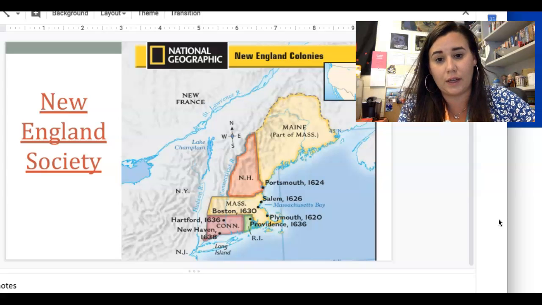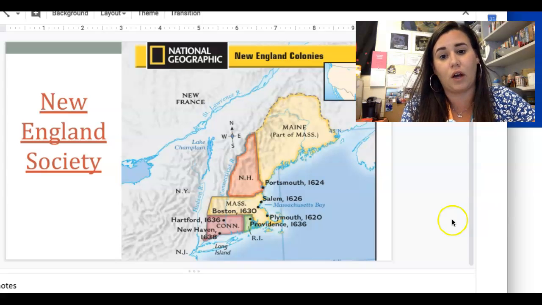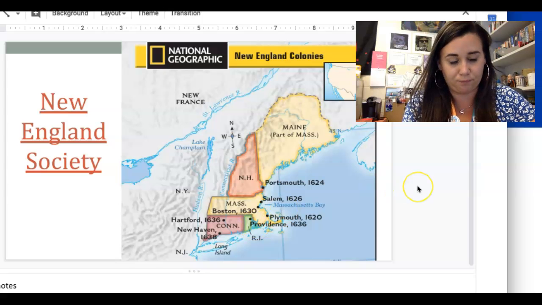New England Society. All right, we have our 4 New England colonies: New Hampshire, Massachusetts, Connecticut, and Rhode Island.